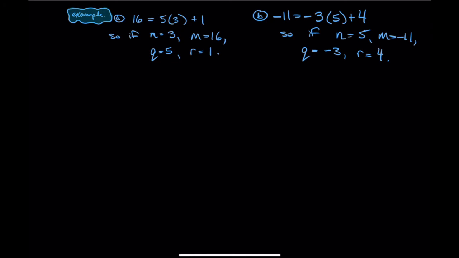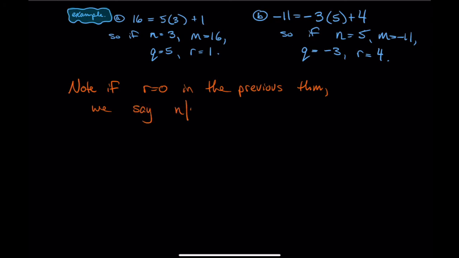Notice that r can't be larger than n. And if r is 0 in that theorem, then we would say that n divides m. And remember, we just crossed that out if n does not divide m.